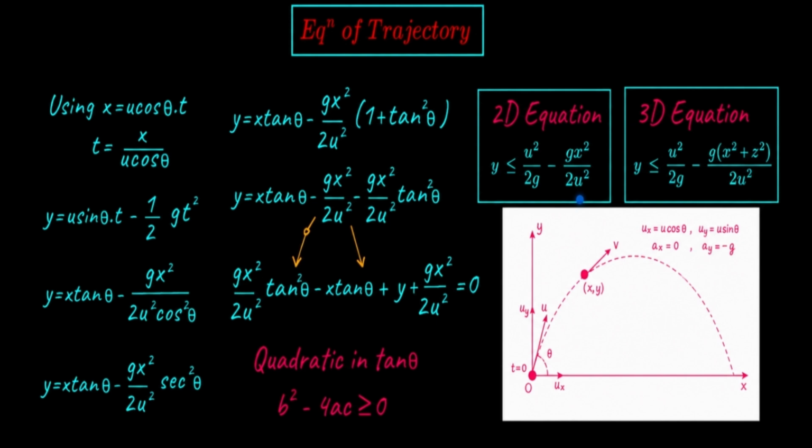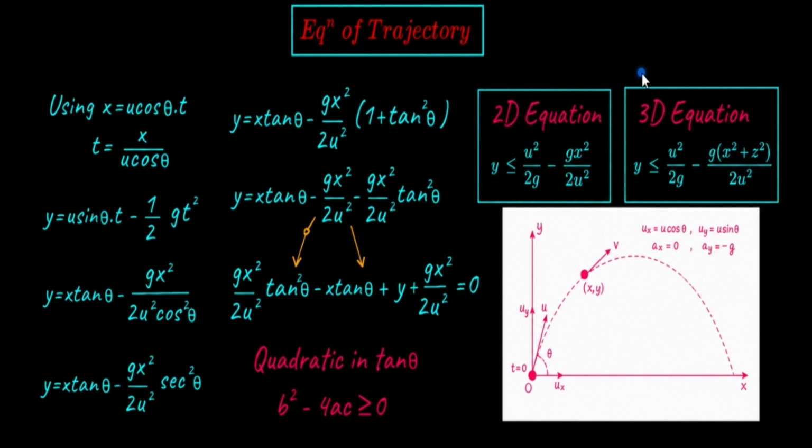Now, the envelope is the boundary of this region. So the equation of the envelope is obtained by replacing the inequality with equality. And that is what you see written in the box on the board. y equals u square upon 2g minus g x square upon 2u square. This is the 2D equation of envelope.